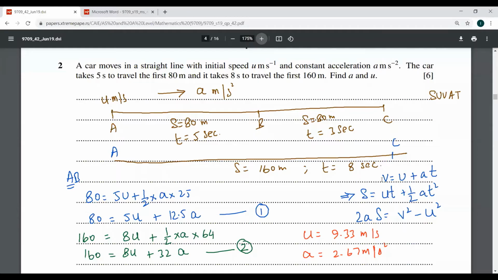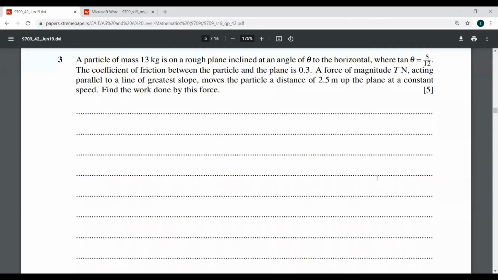After you solve them simultaneously, these are the answers that you must be getting. I believe these are two linear simultaneous equations, so you can solve them easily. So I'll be moving to the next question now. Here we are with the third question. Give it a try and then I'll be trying, inshallah. So here we are with the third question, guys.